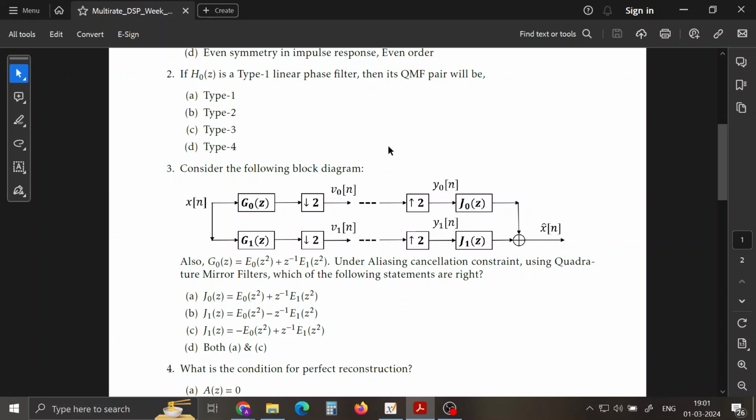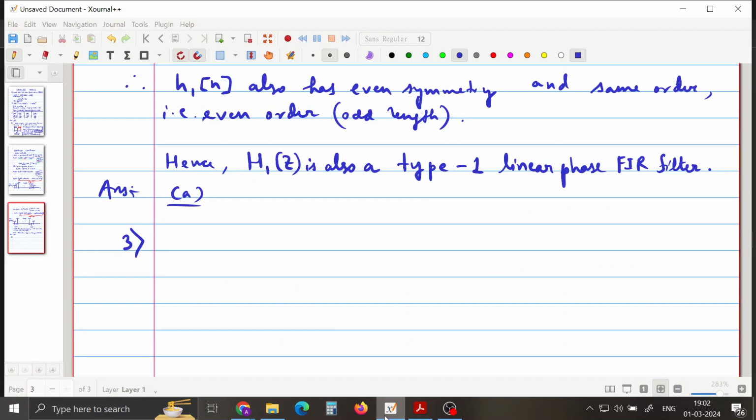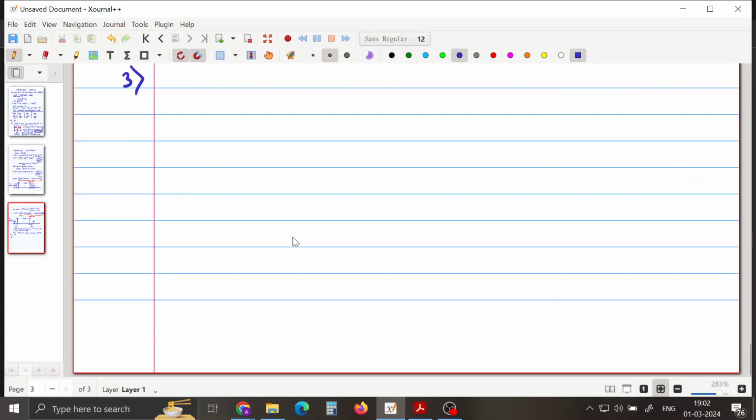We are given some expressions for the synthesis filters J naught of Z and J1 of Z in the options. We have to find out which one is correct, or whether multiple options are correct. So it's straightforward only. We have done the analysis. All these analyses were done in the lecture, so just go through them. I won't go through the detailed analysis step by step of how we are arriving at the expressions, because that's completely redundant. So yeah, the third one.